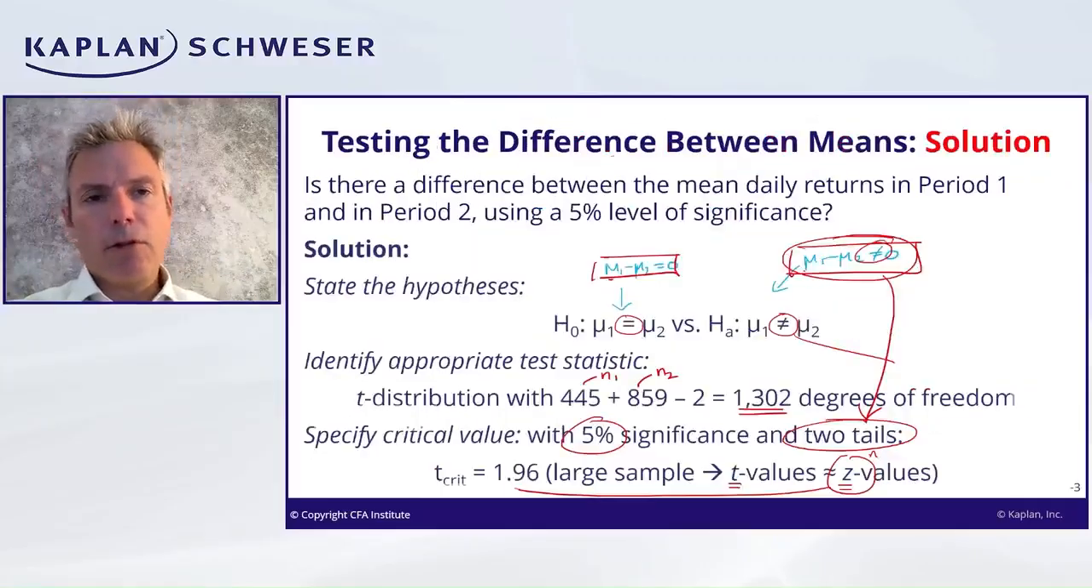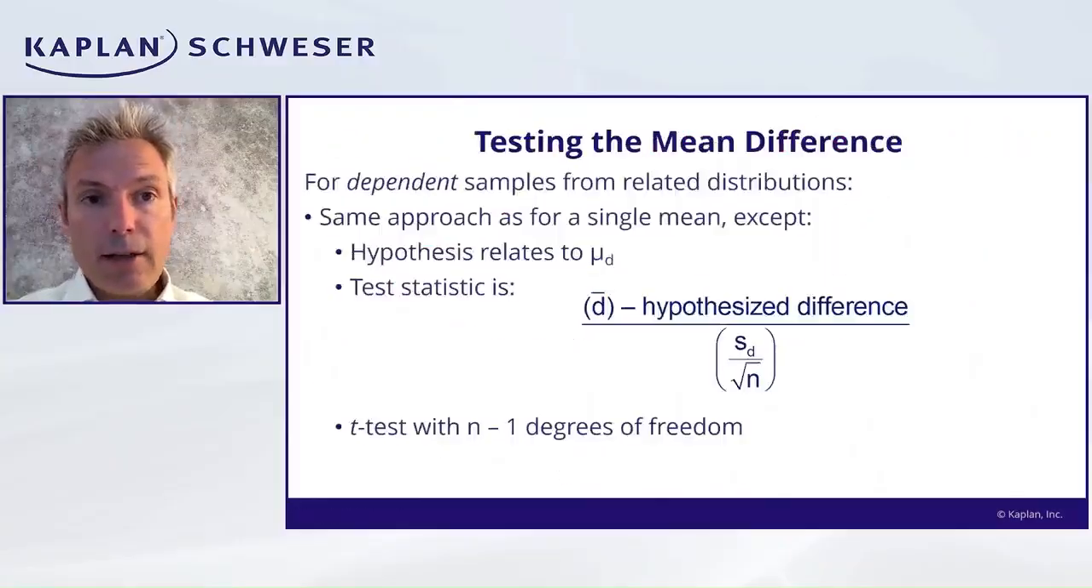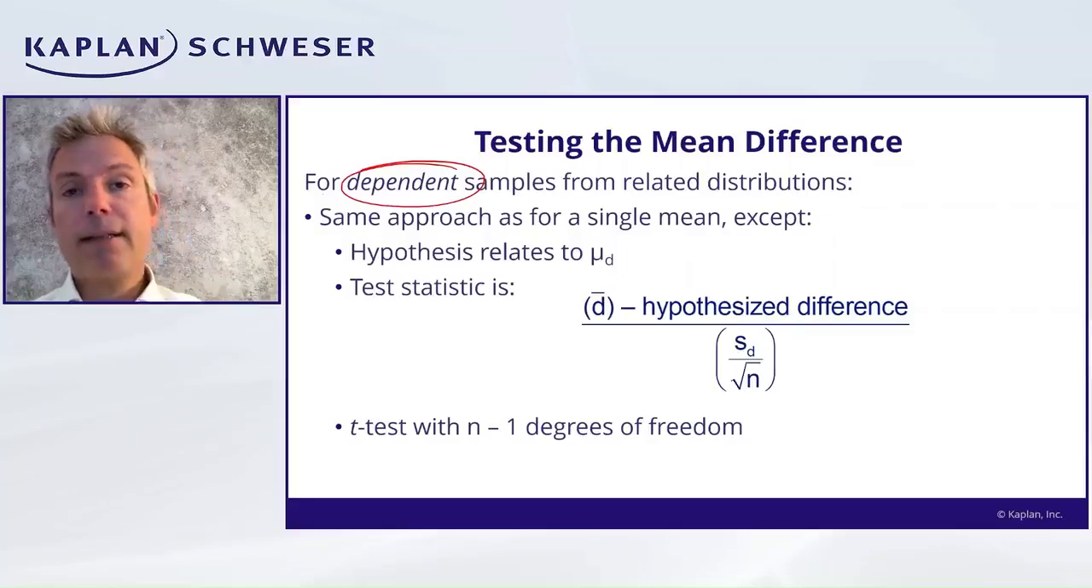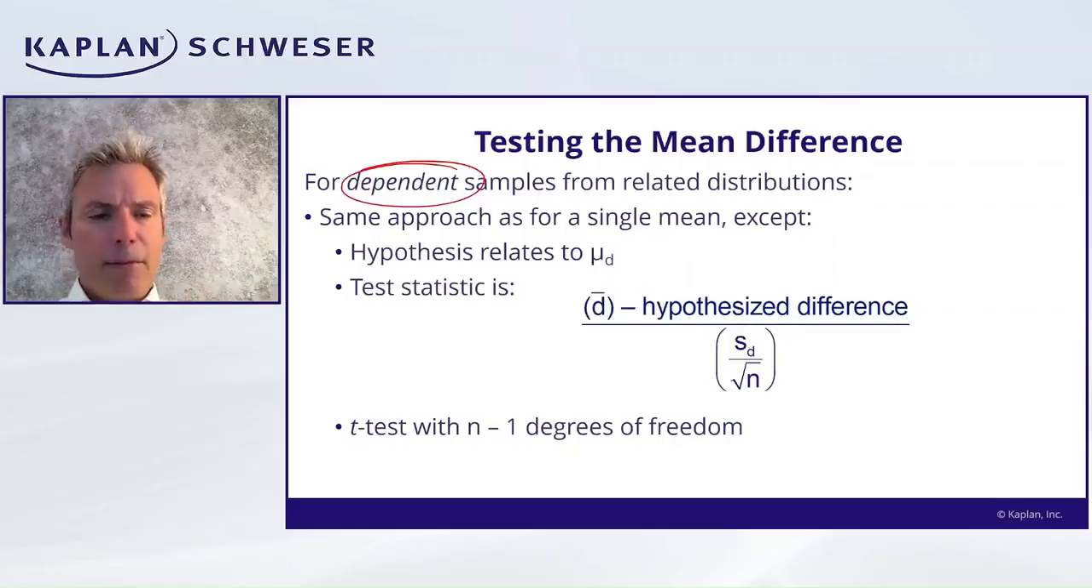Now, if you've got samples which actually are dependent on each other, in other words, they're related to each other in some way, then you don't test the difference between means to see if the samples are different. Actually, you test the mean difference, which is a slightly altered approach. And let me give you an example here so that we get a bit more colour.